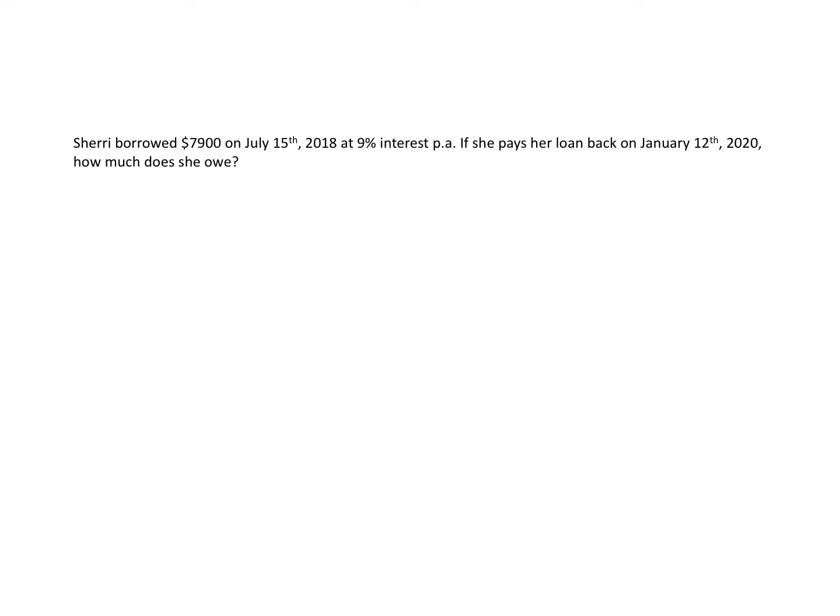Now this next example is a little bit more difficult. This one we have dates involved. Now we have a table 8.1, which is on page 341 in your book, which is great for working with dates.